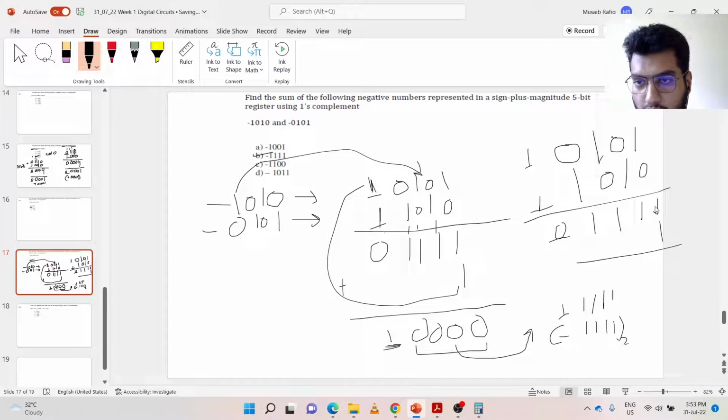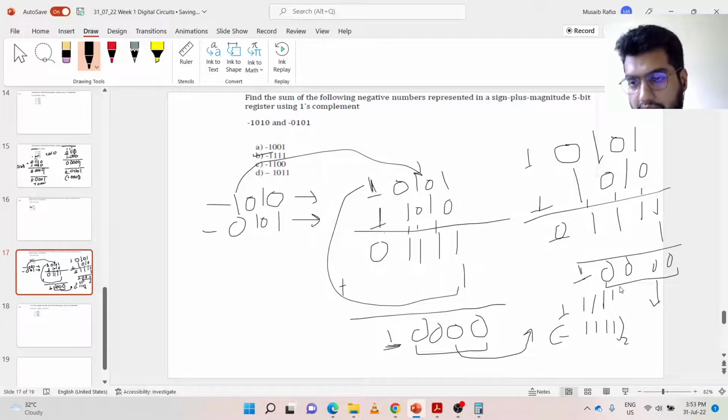So when we add it to the LSB, 1 plus 1 is 2, that is 10, 1 goes on here. 1 plus 1 is 2, 10, 1 goes on here. 1 plus 1 is 2, 0, so here will be 1. 1 plus 1 is 2, here goes 0, and here goes 1. So this is our sign bit, and this is our magnitude. Since we are adding two negative numbers using ones complement, we have to complement the final output, the magnitude only. So 0000 is the magnitude, and its ones complement is 1111. So our answer is sign bit minus, and the magnitude bits are 1111. That is option B.